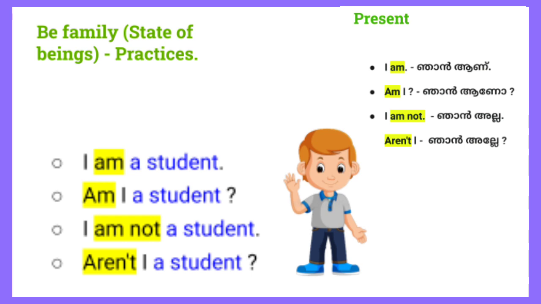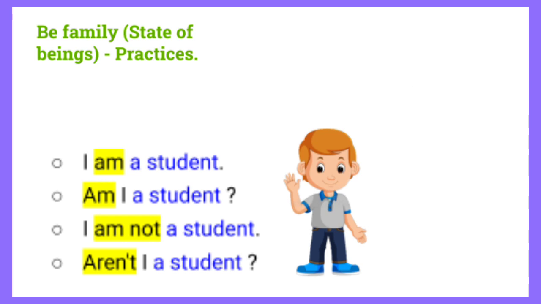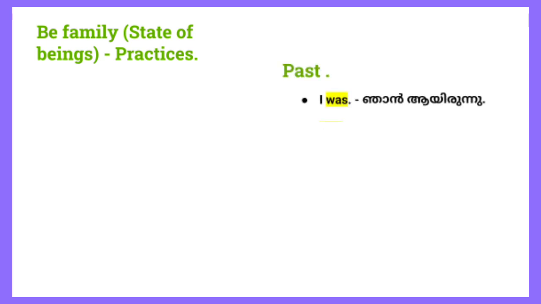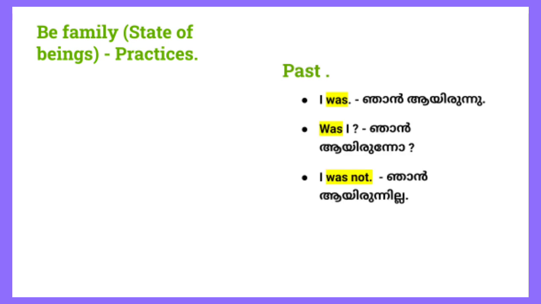Okay. Which means we discussed a normal sentence of be family and its question form, and a negative sentence of be family and its question form. Then we will discuss the past form of be family. So listen, I was. The question form is, was I? Then the negative form, I was not. Then the question form is, wasn't I? Wasn't I means was not I.